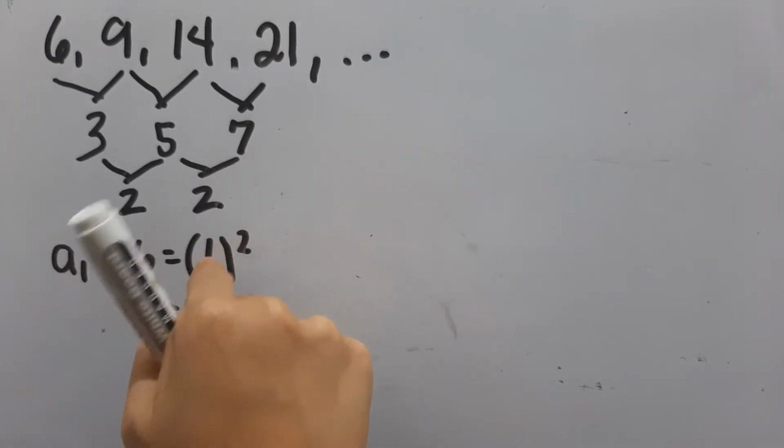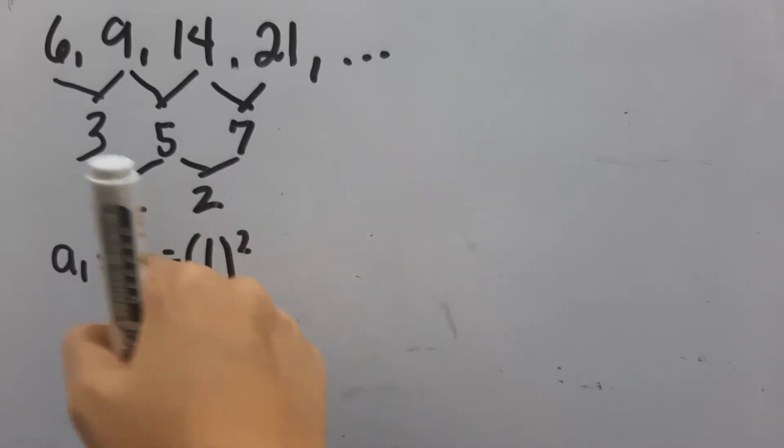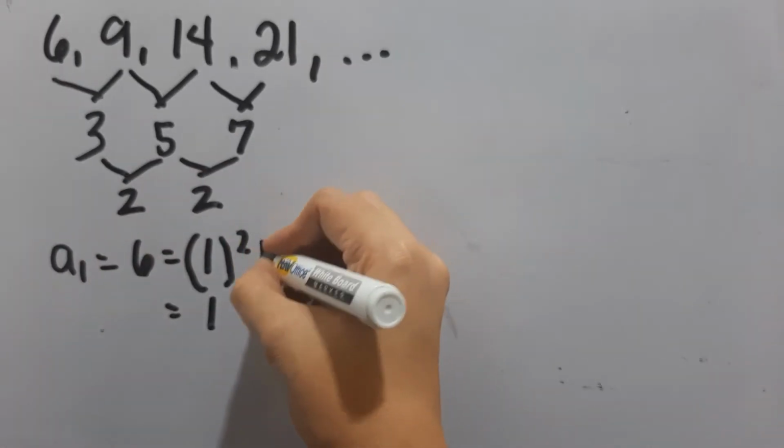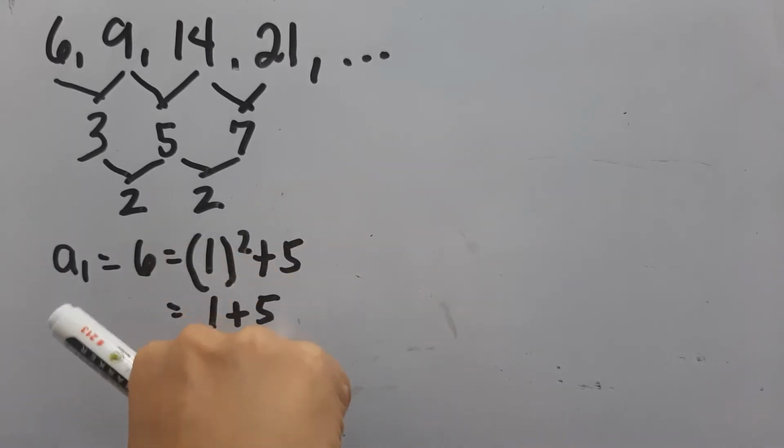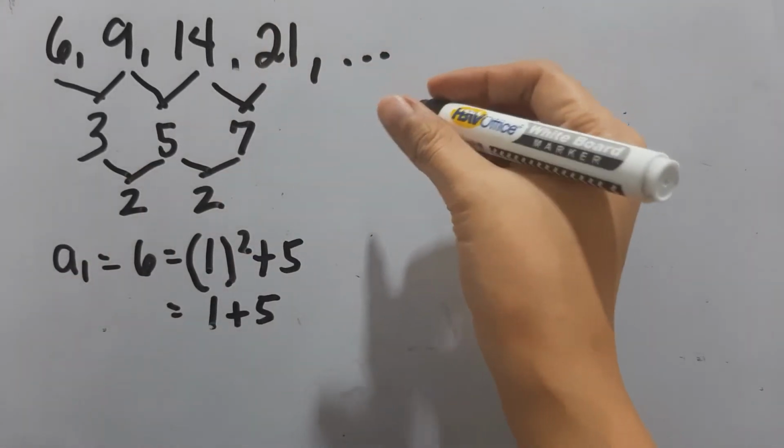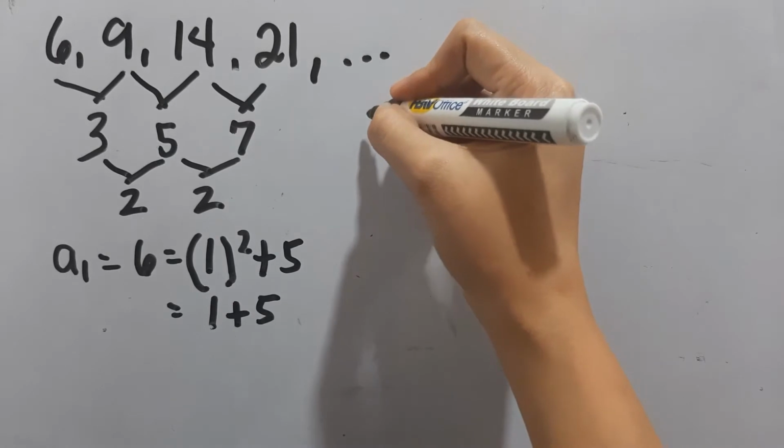Ilan ba ang kulang? 1 squared is 1 times 1. Ilan ang kulang para maging 6? Tama, kulang siya ng 5 para maging 6. Kasi 1 plus 5 is 6. So, doon naman tayo sa kanyang second term.